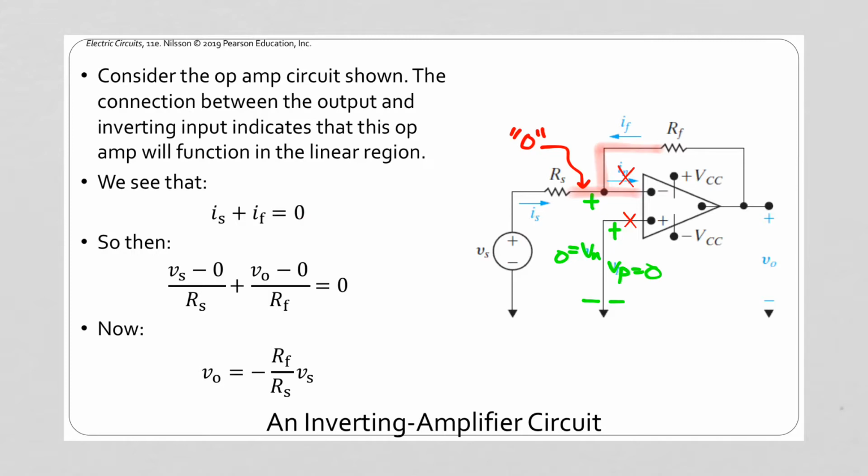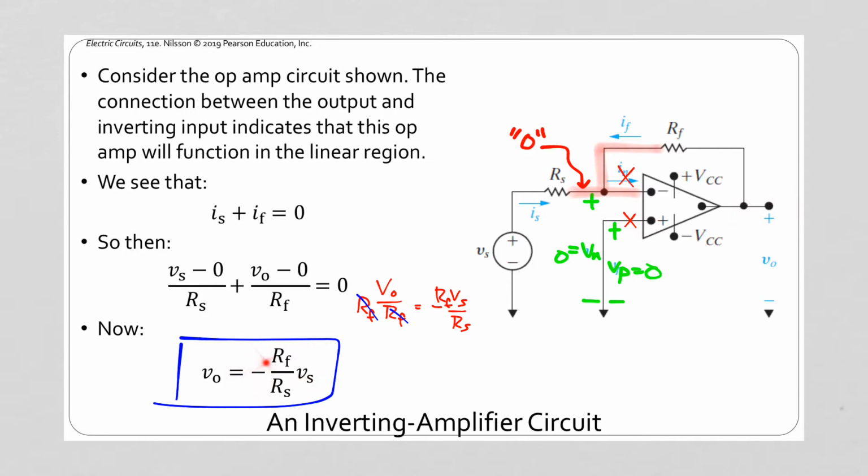We can write nodal analysis equations for each. We have the signal voltage here, minus 0 divided by that resistance, plus the output voltage minus 0 divided by that resistance there. We can move one of the terms to the other side of the equation, and I can multiply both sides by that feedback resistance, and so I can come up with an equation for my output voltage. And so we see here that the output voltage, the voltage at the output of the op-amp, depends on the signal voltage.